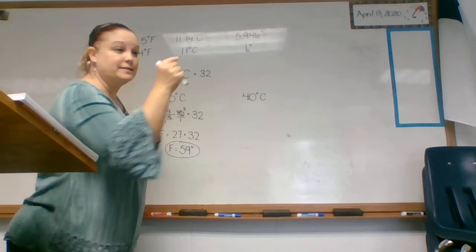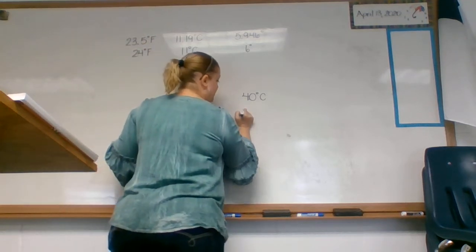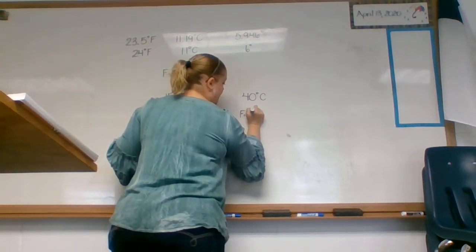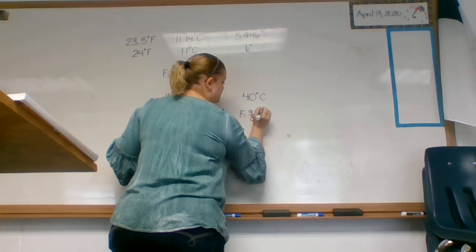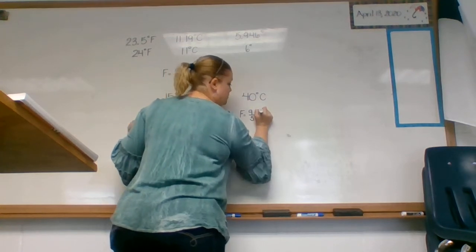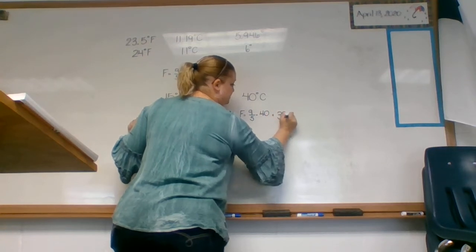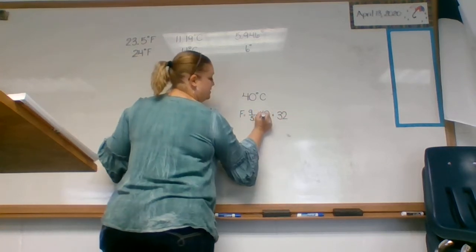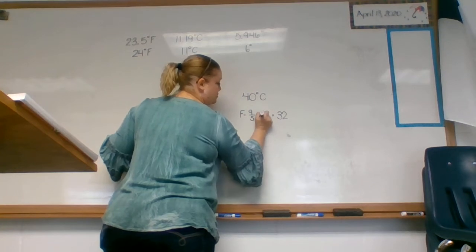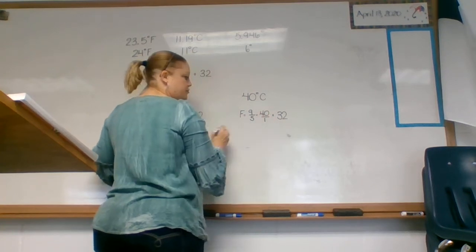Let's do another one. Same formula. F equals 9/5 times C. Well, in this case, C is 40, plus 32. Again, order of operations says I need to multiply first, so I'm going to make that a fraction.